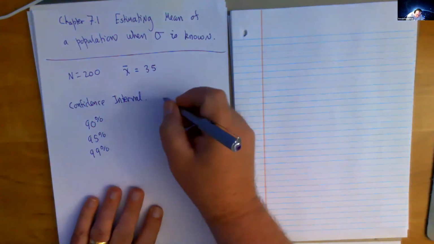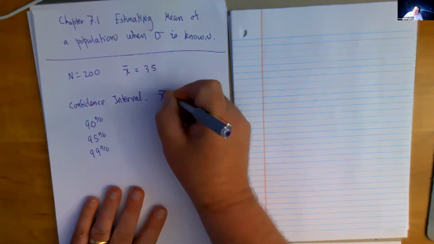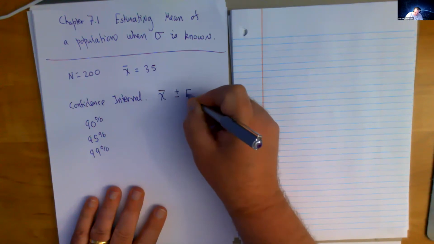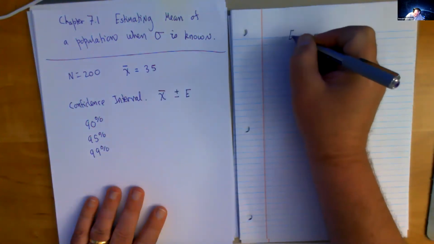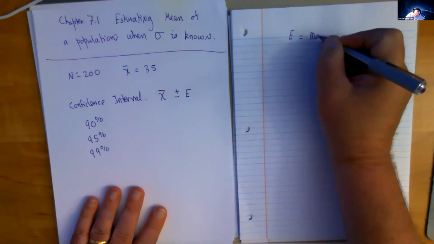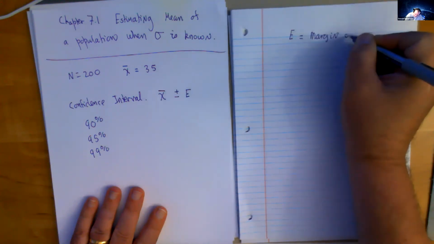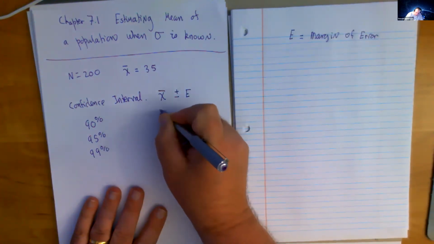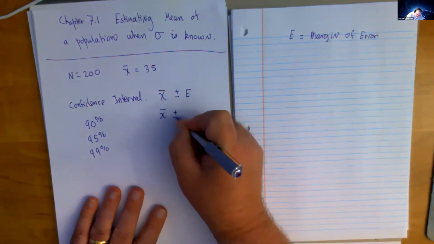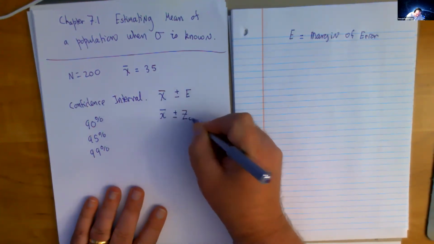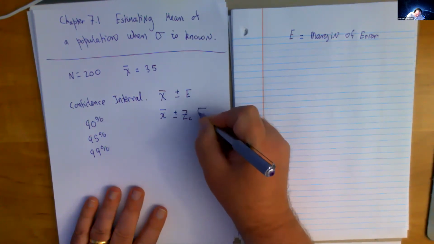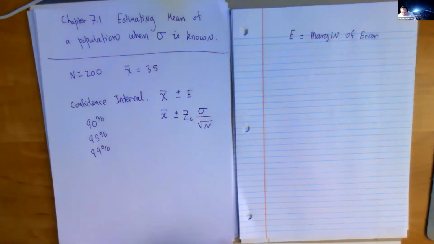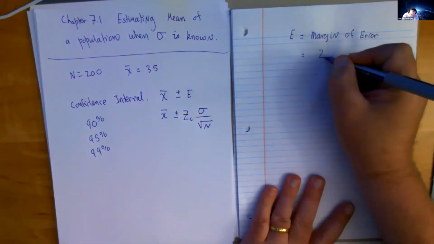Well, how do you get the confidence interval? It's made up of this formula. It's the mean plus or minus a guy called E. E is called the margin of error. And so the formula becomes x bar plus or minus z_c times sigma over the square root of n. So the margin of error is this fella.